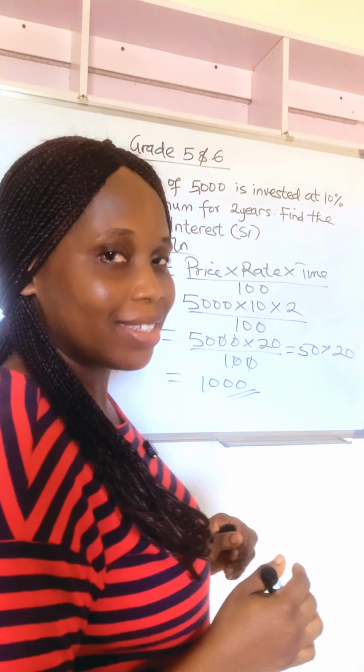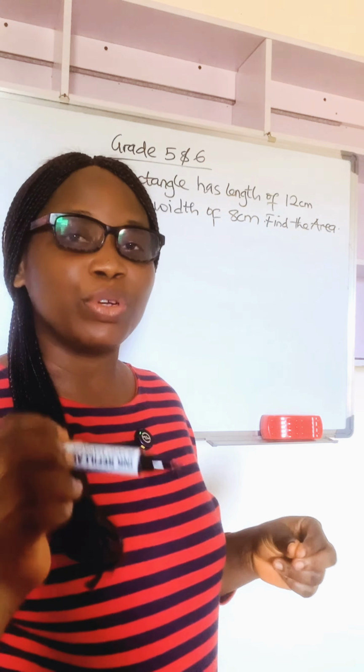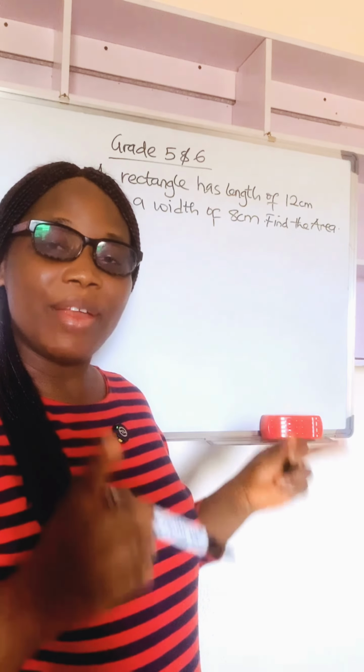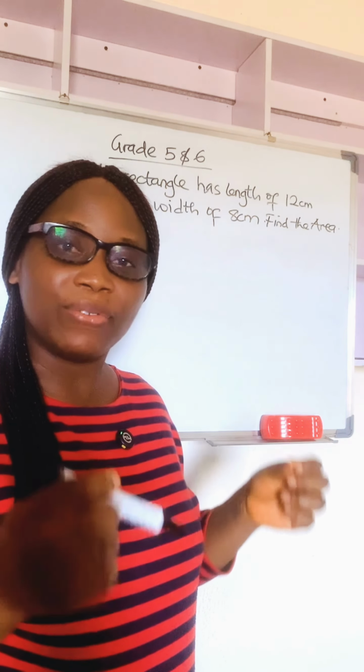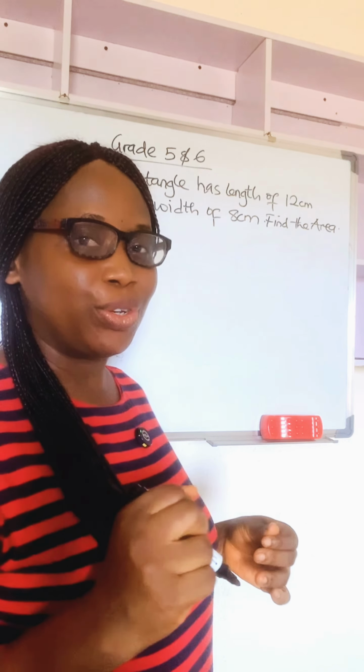It's very easy, right? For grade 5 and grade 6, if you're preparing for your exam, you must know the formula to find the area of a rectangle, area of a triangle, perimeter of a rectangle, perimeter of a square. Make sure you know those formulas.